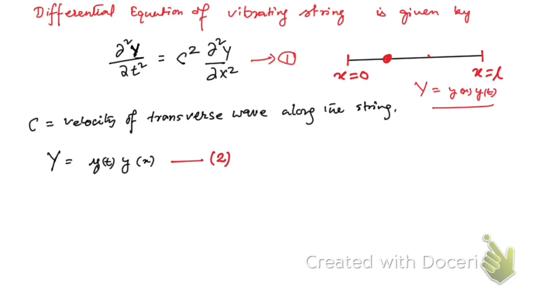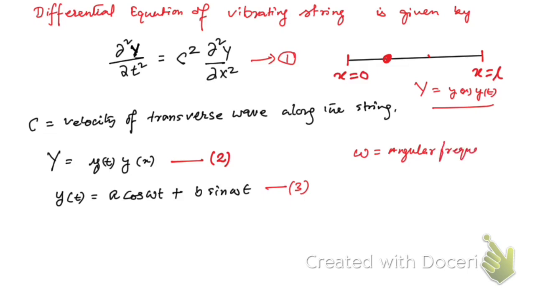You have already learned at the senior secondary level that a simple harmonic function can be written as a linear combination of sine and cosine functions. That's why let me write small y of t is equal to a cos omega t plus b sine omega t. As we are dealing with simple harmonic motion, a and b are arbitrary constants here. This is equation number 3. Omega is the angular frequency, which is equal to 2 pi nu, where nu is the frequency.